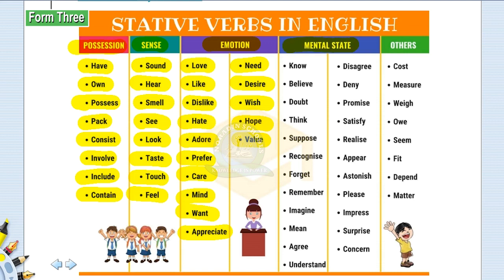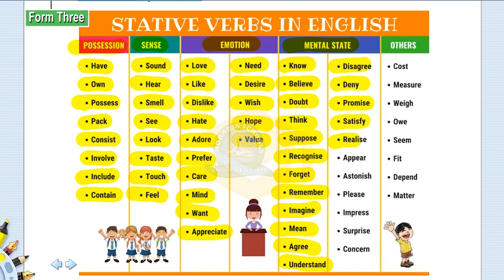The mental state. They don't take the ing form, like know, believe, doubt, think, suppose, recognize, forget, remember, imagine, mean, agree, and finally understand. They don't also take the ing form. They are known as what? The stative verbs. We got others: disagree, deny, promise, satisfy, realize, appear, astonish, please, improve, let's say impress, surprise, and finally consent. They don't take the ing form as well.